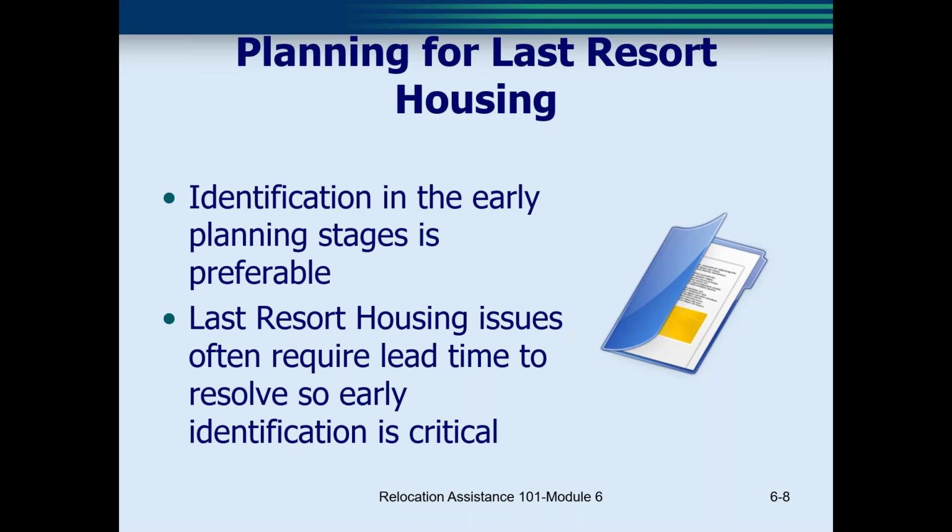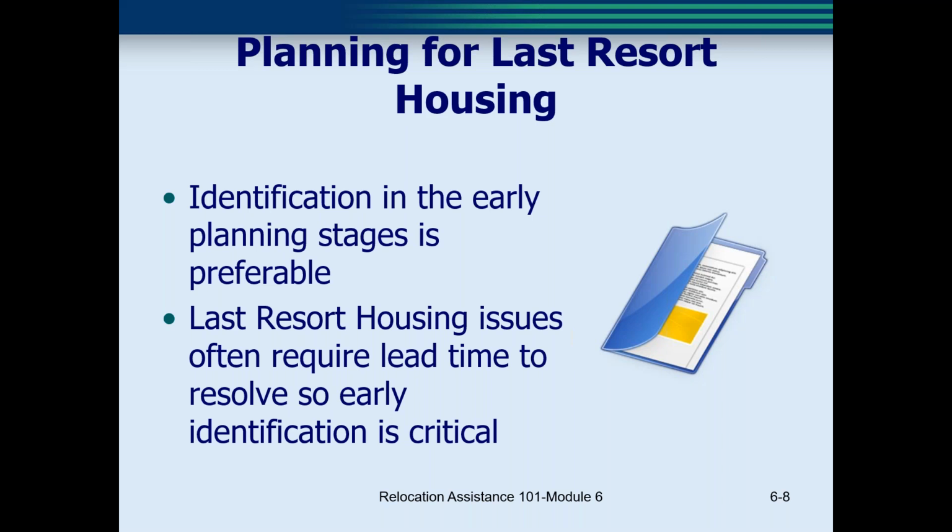Justification means consideration was given to the availability of replacement housing in the area, to the resources available to provide the comparable housing, and to the individual relocatee's circumstances and needs. Last resort housing can also be used on an entire project basis, and that is discussed in section 6607B. This must be approved in writing by the Central Office Relocation Section Manager.